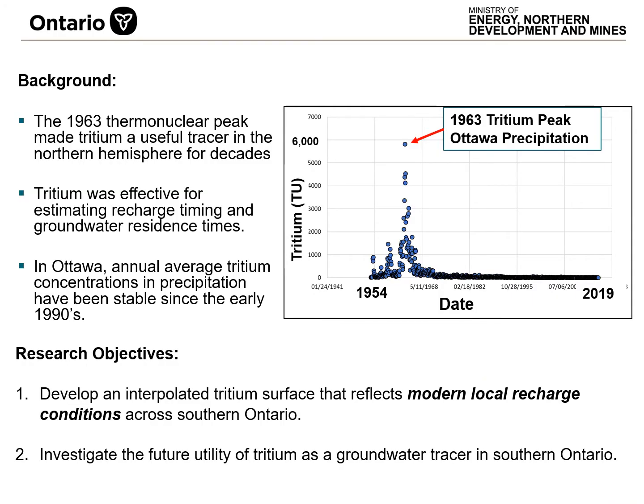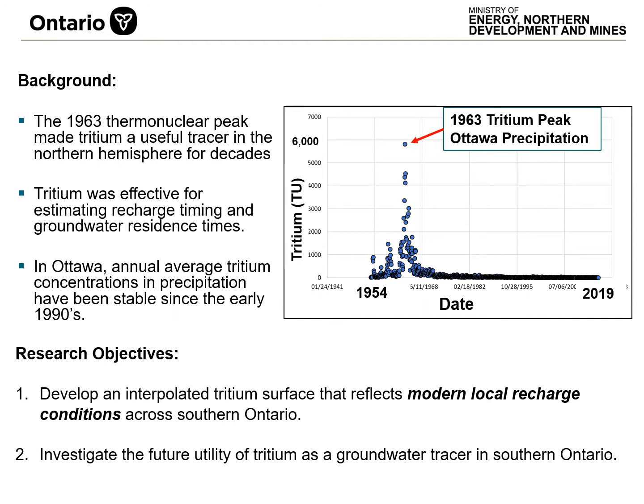From the mid-1950s to the early 2000s, tritium was one of the most useful groundwater tracers that we had. The 1963 bomb peak was a classic time marker in most aquifer systems and was used to estimate groundwater velocity. And you can see it really clearly in the Ottawa precipitation data I'm showing here. But since then, the 1963 peak has been assimilated in most, if not all, groundwater systems by decay and dispersion.